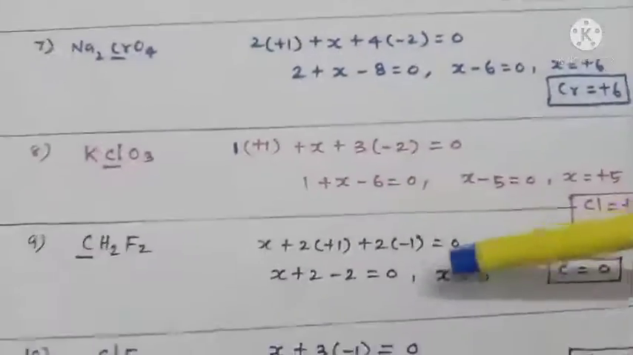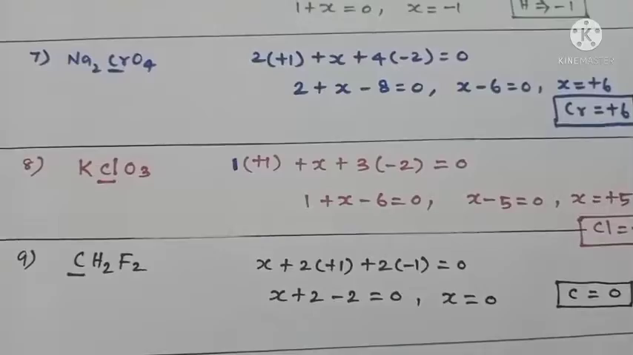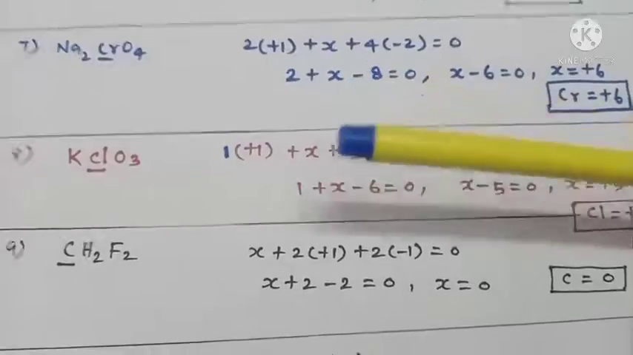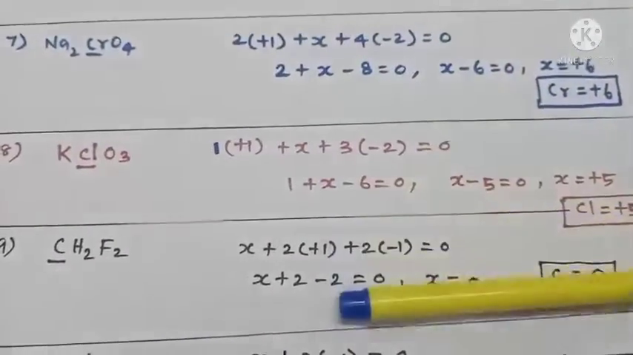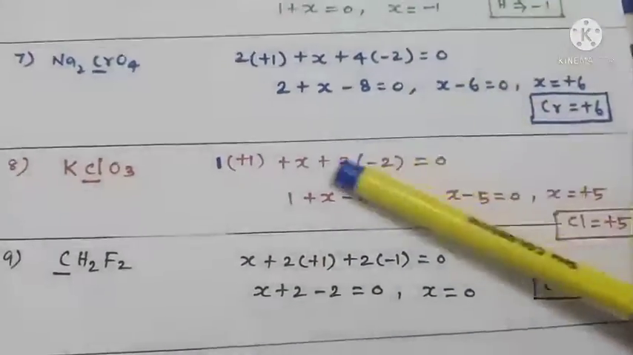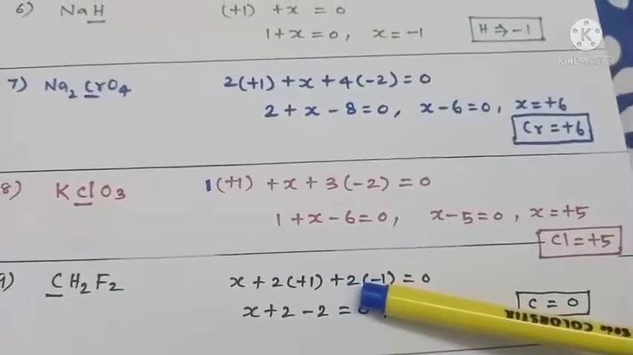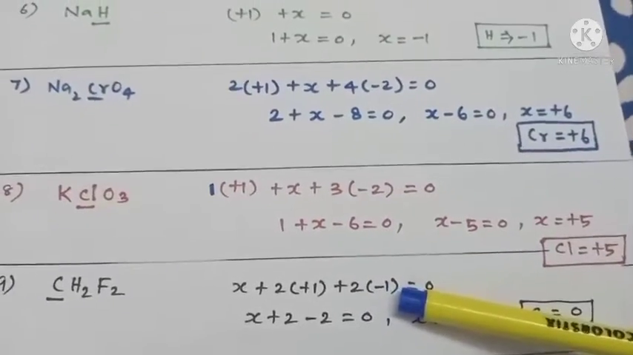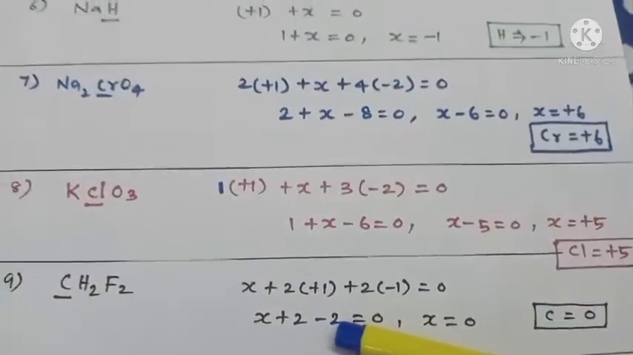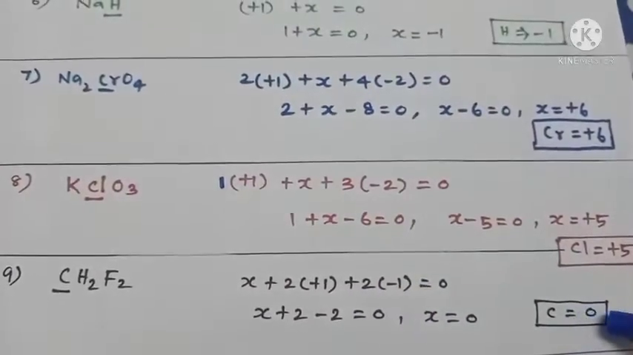The next example, CH2F2, which is nothing but difluoromethane. What is it? Difluoromethane. In the CH4 compound, two hydrogens are substituted by two fluorine atoms, so we call it difluoromethane. Here you have to find the oxidation number of the carbon atom. Let us have that as x, plus hydrogen number 2 into oxidation number plus 1, plus fluorine number 2 into fluorine oxidation number minus 1. You know that among halogens, fluorine has only the negative minus 1 oxidation state. So x plus 2 minus 2 equal to 0. Therefore, x is equal to 0. So in this particular compound, carbon has an oxidation number of 0.